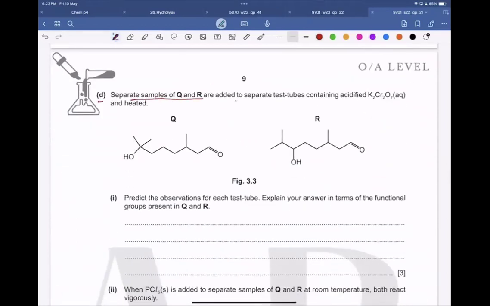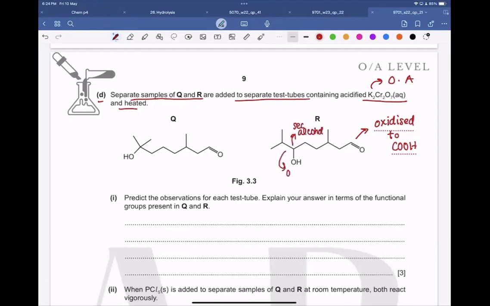Okay. Now D part. Separate samples of Q and R are added to separate test tubes containing acidified potassium dichromate and heated. So if you recall, it's an oxidizing agent. Okay. So interestingly, if you see, this is an aldehyde. So it is going to oxidize to COOH, right? And this one is a secondary alcohol, right? So it is going to oxidize to ketone.